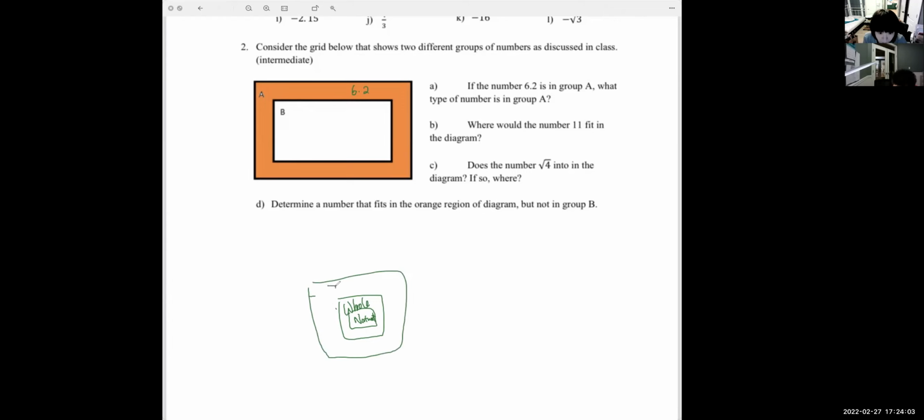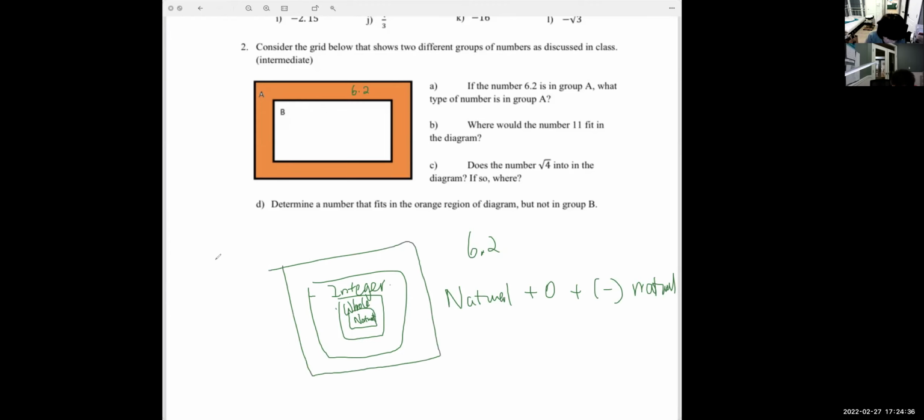Integer. So is 6.2 an integer? No. Jaden, think about it. All the integers are natural numbers plus 0 plus negative natural numbers. So is it possible to have a decimal in there? No. An integer is still a whole number but includes the negative part, so 6.2 is not an integer. So what is the next one? Rational. Very good. Rational numbers.